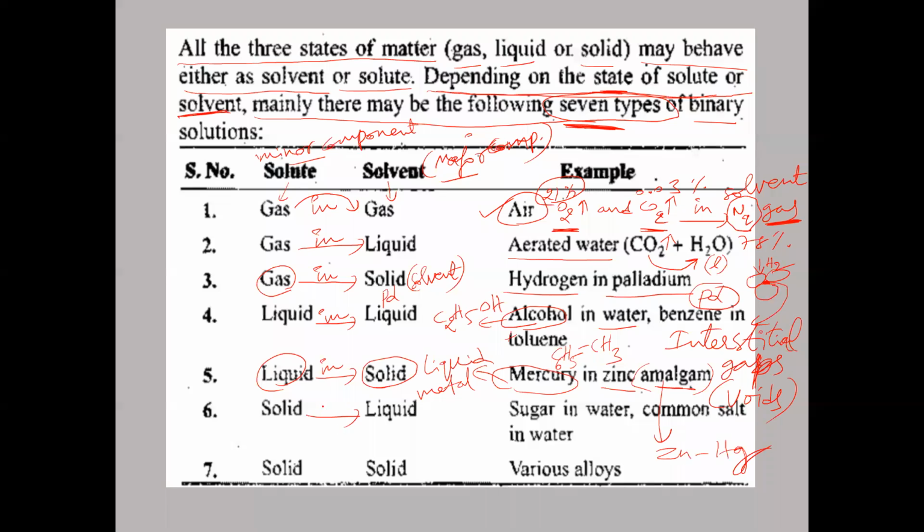Solid in liquid type of solution. Example: sugar solid in liquid water, and common salt, NaCl solid in liquid water. Next, solid in solid. Example of alloys. Alloys means what? A mixture of two or more metals. A mixture of two or more metals is the alloy here.